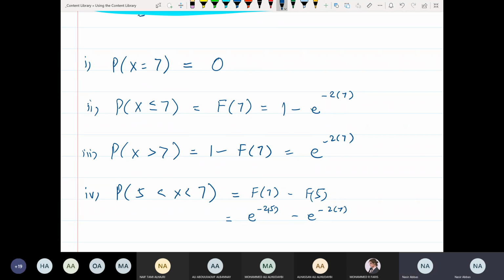These are all the possible questions I can ask regarding probability, and you can answer all of them. You can answer equal to, less than, greater than, in between, all of them using the CDF. There is no need to go back to the PDF. There is no need to integrate every time. Just plug in and answer.